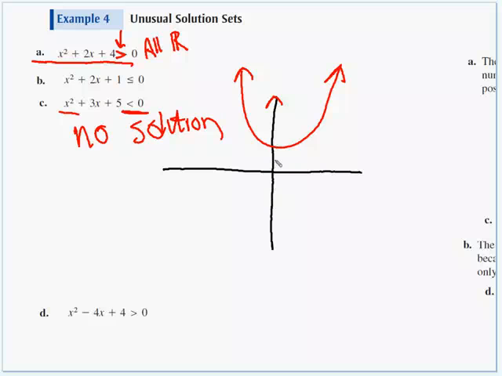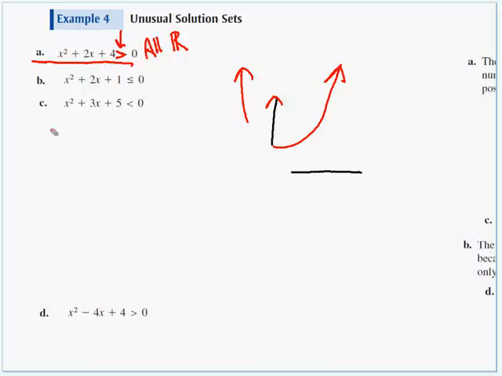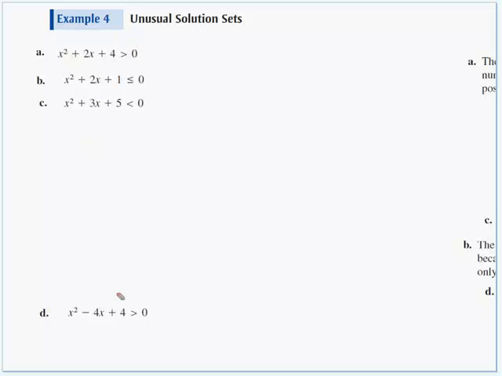Because that will never attain negative values. We're a parabola opening up, and we're above the x-axis the whole time. Okay, now here's another one. It's sort of a twist on an earlier one. Can we factor that? Let's check it out.